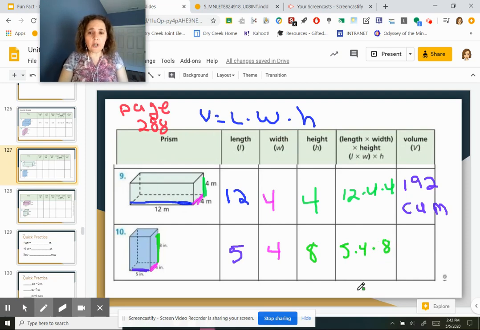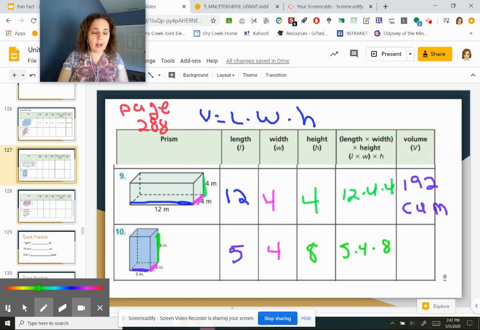So again, pause the video, figure out what 5 times 4 times 8 is, then come back to me. And it doesn't matter which order you do. If you times 4 first, divide by 5, or 5 times 4, then by 8, or 5 times 8, and then by 4, it doesn't matter. So pause the video and then come back.